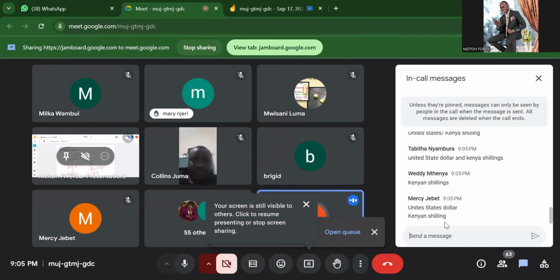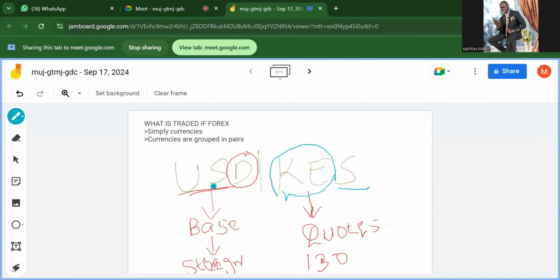United States dollar against Kenya, correct. So we have said the first two letters represent the name of the country. Country here is US, United States. The currency is dollar. KE, if you say you are from KE, you are from Kenya. So the name of the country is Kenya, and the name of the currency is shilling. So that is the overview of what you should have in mind in regard to currencies.